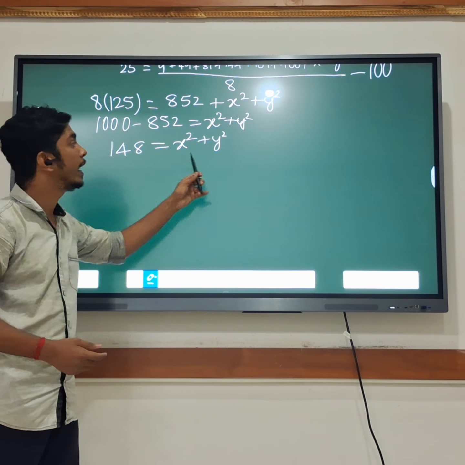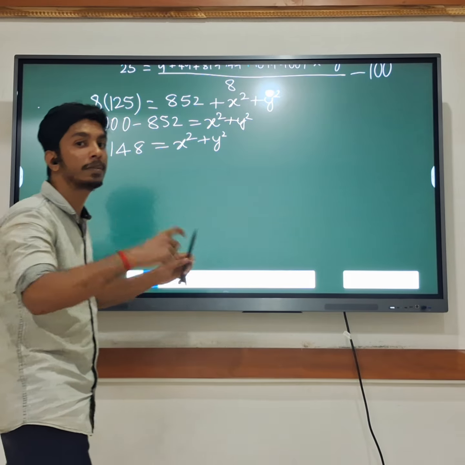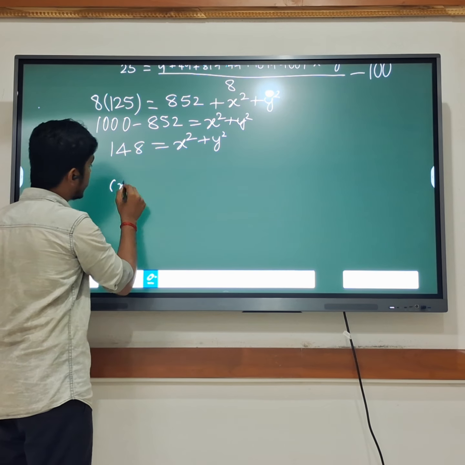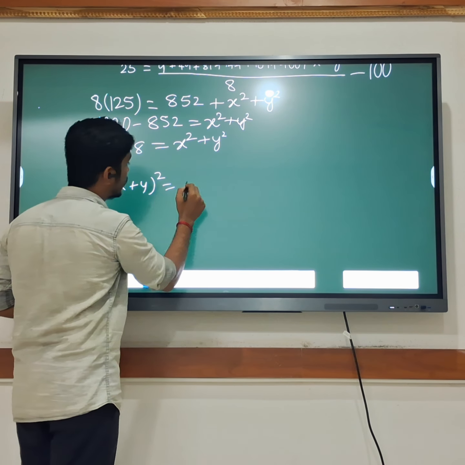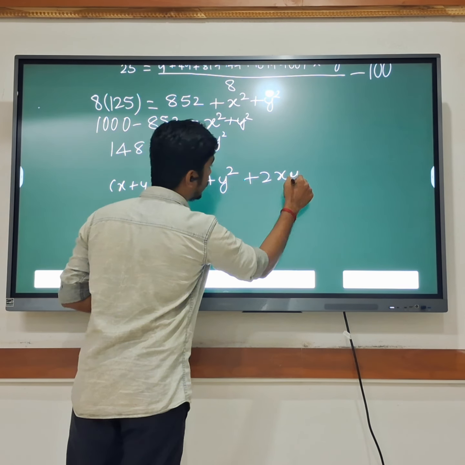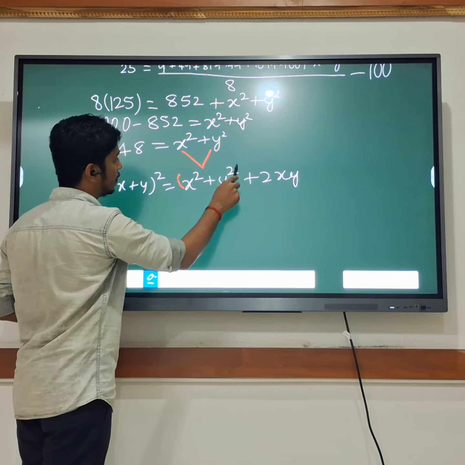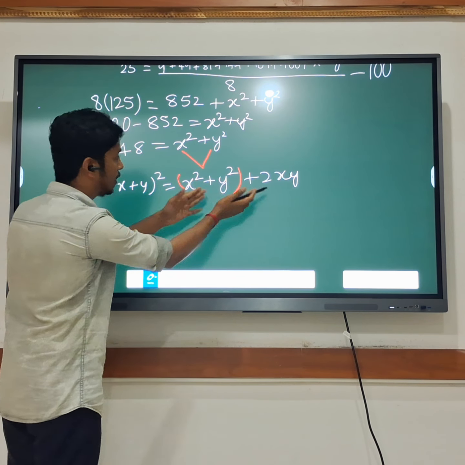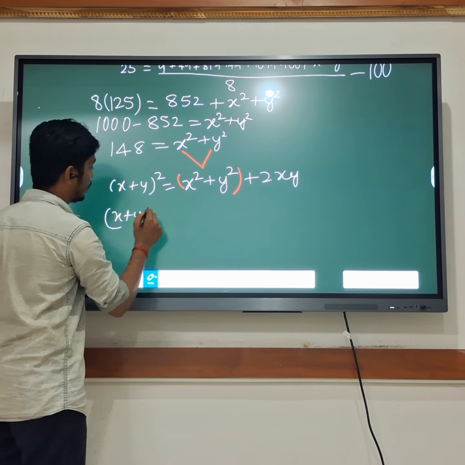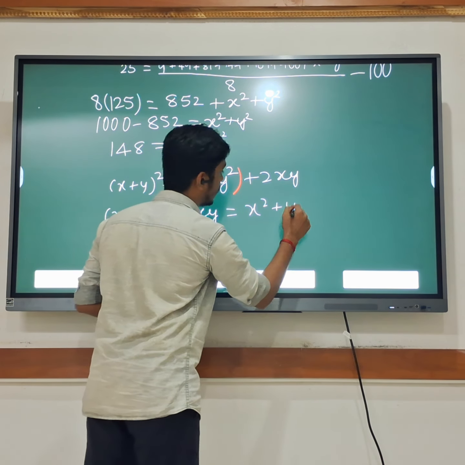We can see this identity: a square plus b square is equal to (a plus b) whole square minus 2ab. Similarly, we can write x plus y whole square is equal to x square plus y square plus 2 into xy. So we will get this. Right? Put here and take to the left side: x plus y whole square minus 2 into xy is equal to x square plus y square.